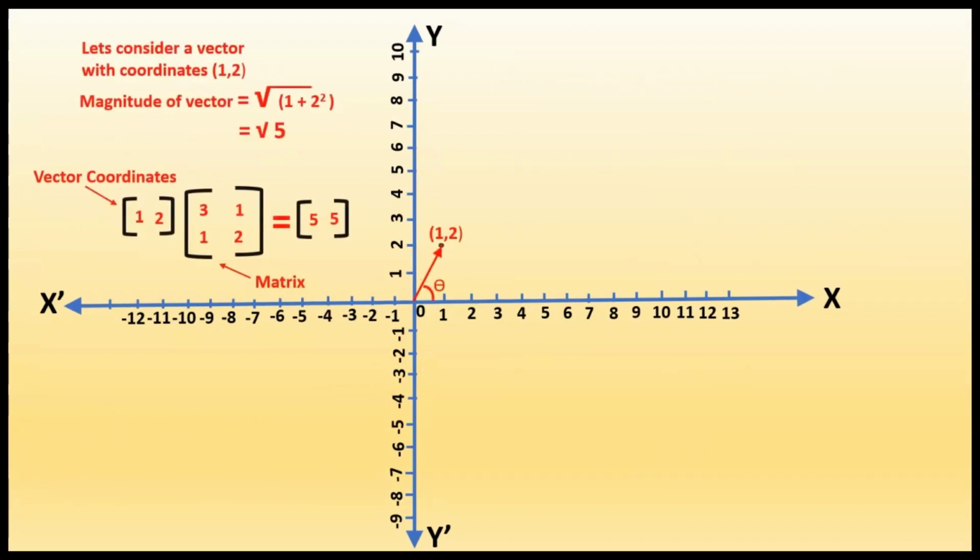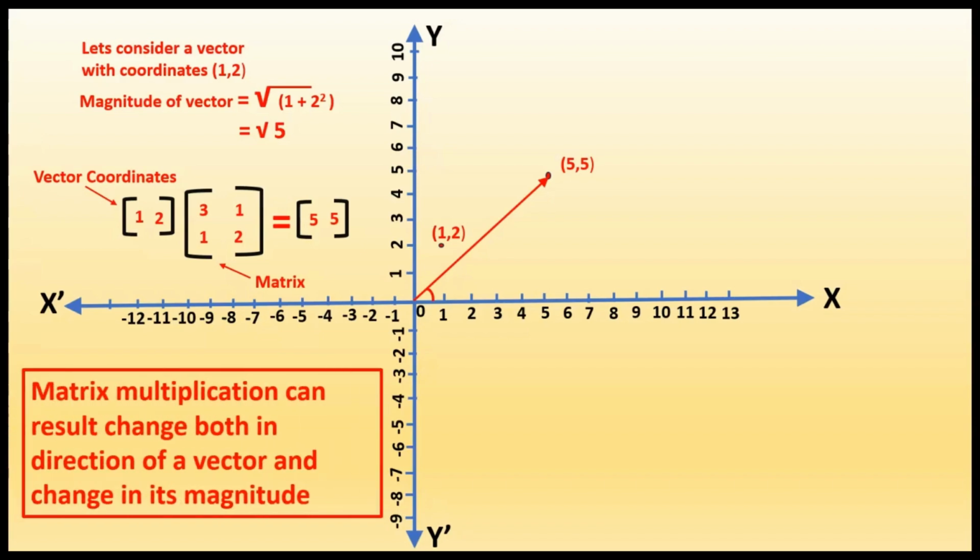Now let's consider a vector with coordinates 1, 2. The magnitude of this vector is square root of 1 plus 2 squared, that is square root of 5. Now let's multiply this vector with another matrix, say 3, 1, 1, 2. You will get the resultant as 5, 5. So when we change the direction and magnitude to these new coordinates 5, 5, we can conclude that matrix multiplication can result in a change both in direction of a vector and in its magnitude.